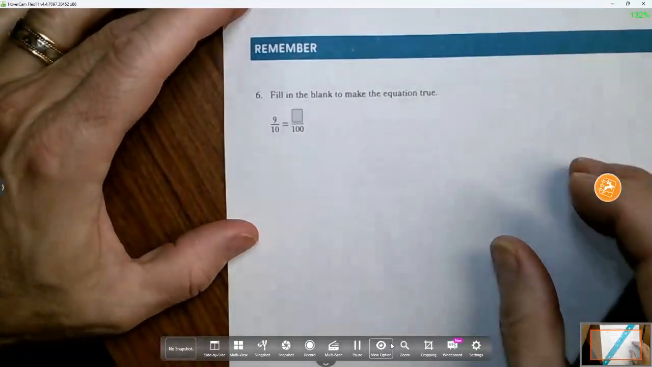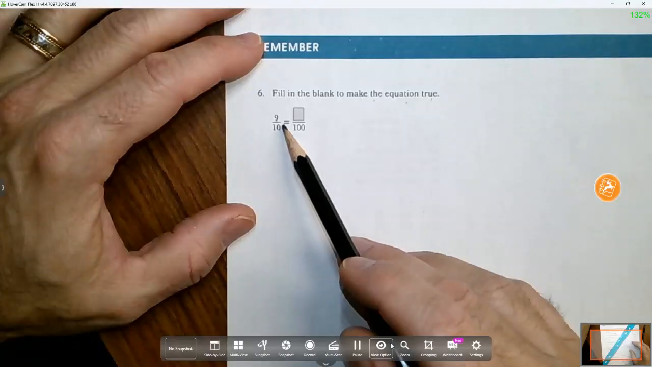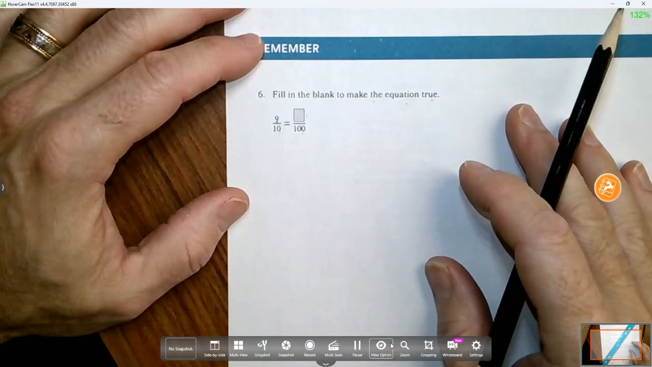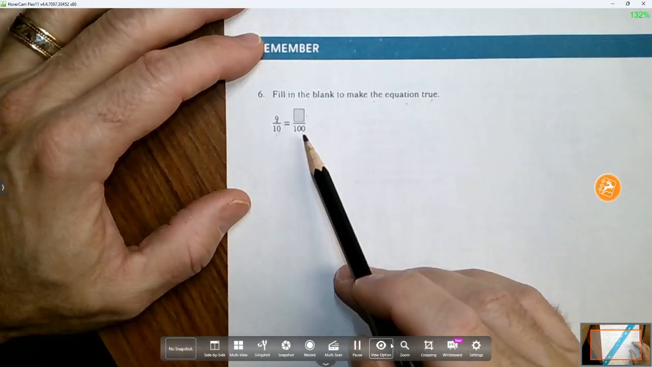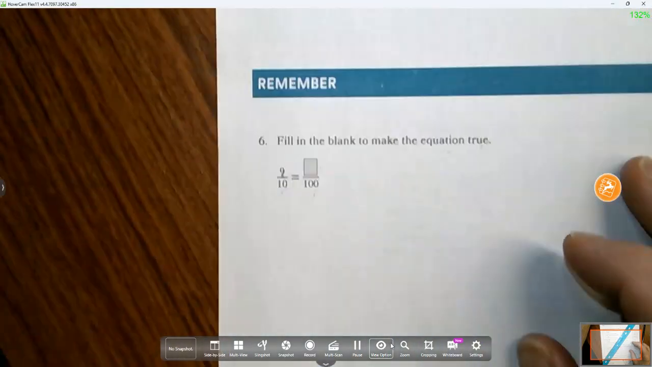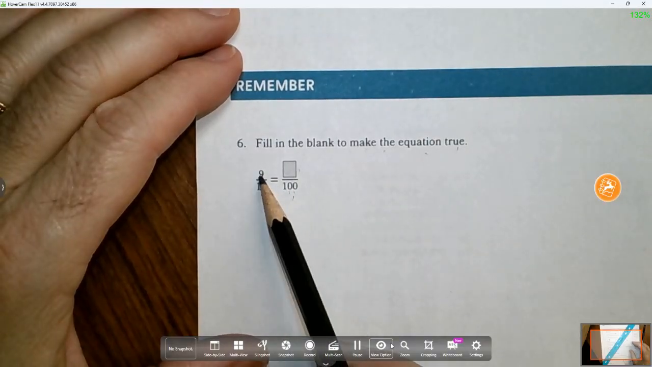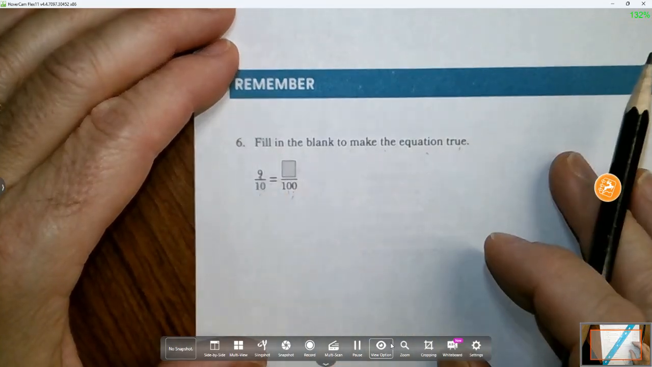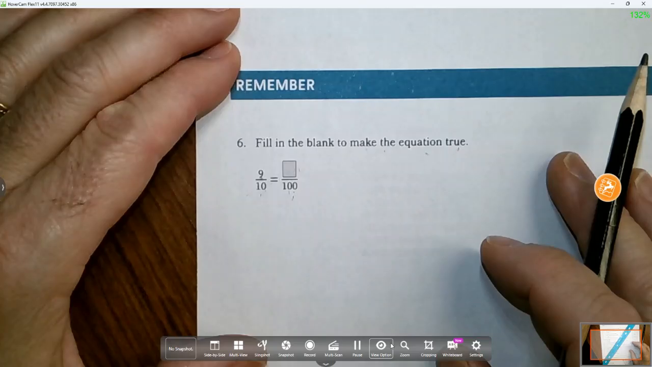What we got today? Fill in the blanks to make the equation true. 9/10 equals blank over 100. All right. We're going back to something I tell my class all the time. So we need to go from 10 to 100, which means we need to go from 9 to what? So this is just multiplying. That's all it is. You're just multiplying. So what do you multiply 10 by to get to 100?